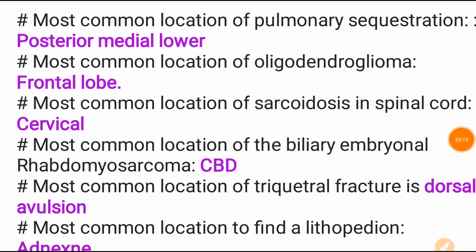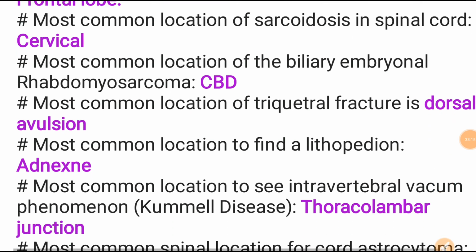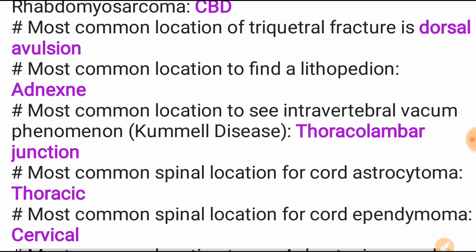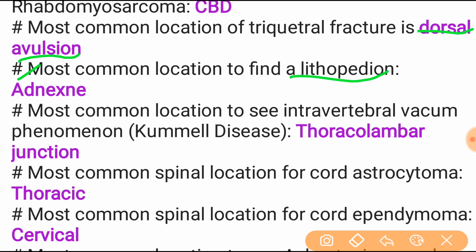is the CBD. The most common location of the triquetral fracture is the dorsal avulsion. Dorsal avulsion. The most common location to find a lithopedion is the adnexa. Adnexa. The most common location to see intravertebral vacuum phenomenon or Kummell disease is the thoracolumbar junction.